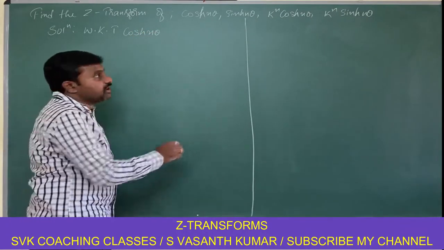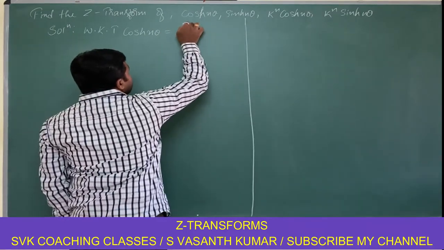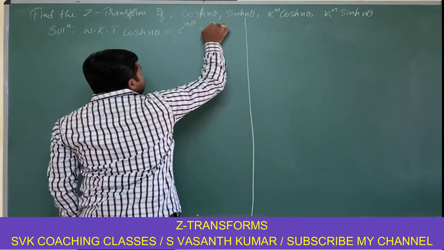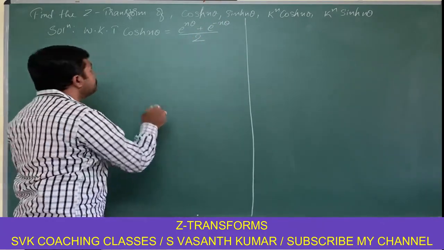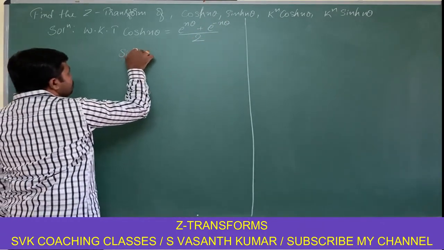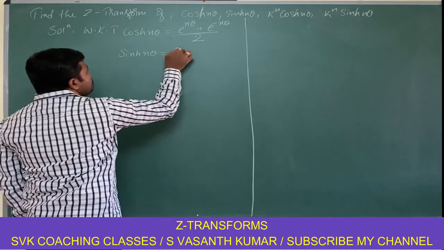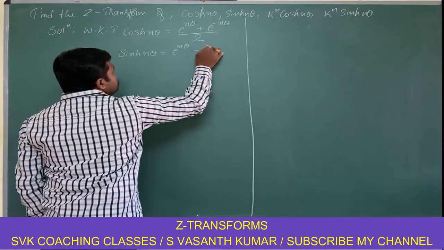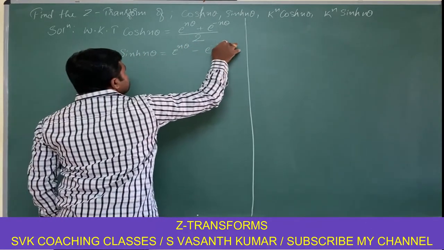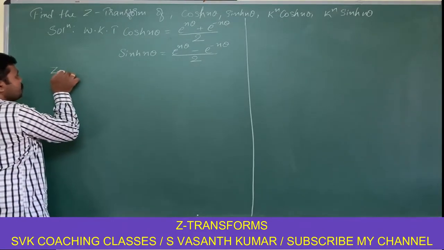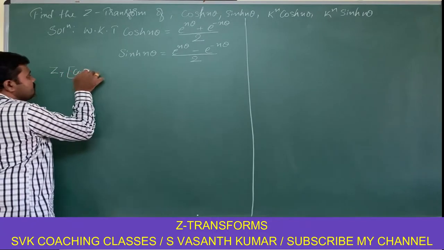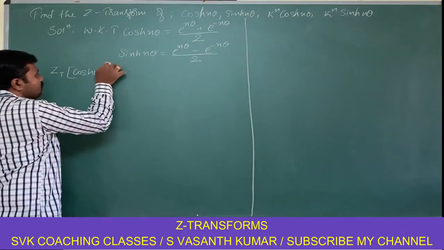Cos hyperbolic n theta can be written as e power n theta plus e power minus n theta, all divided by 2. Similarly, we know the definition of sin hyperbolic n theta is e power n theta minus e power minus n theta, all divided by 2. So applying these two definitions, we can find the Z transform of cos h n theta and sin h n theta. So the Z transform of cos h n theta is what?